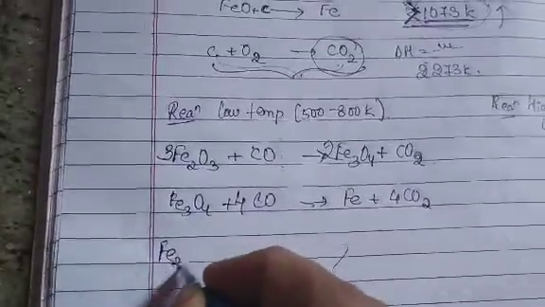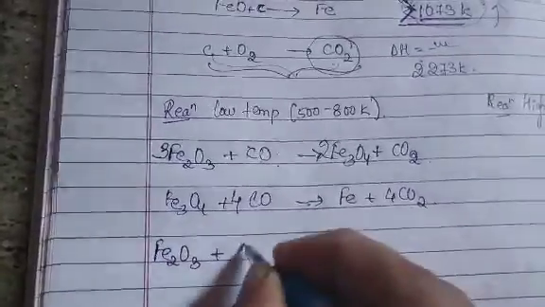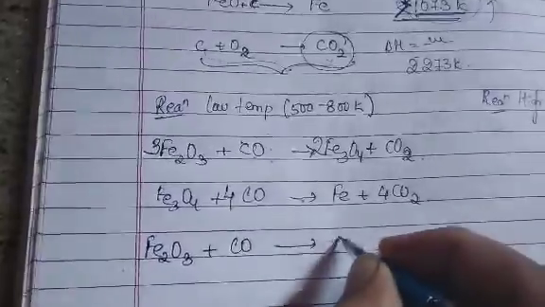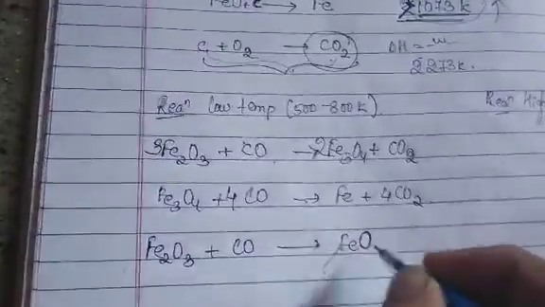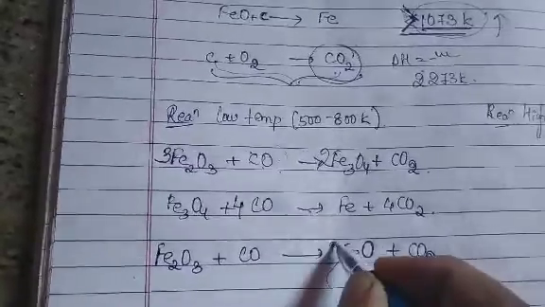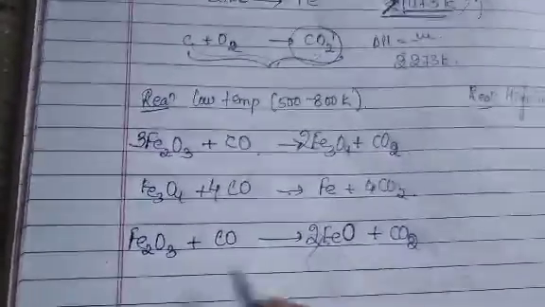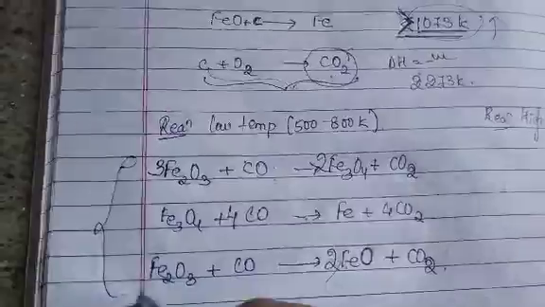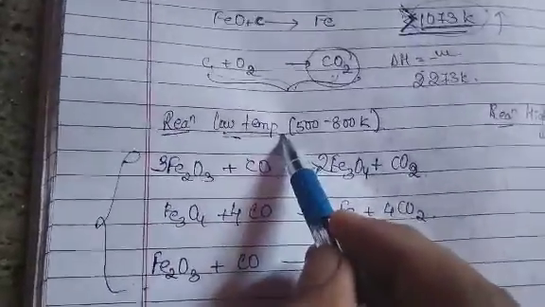Once again, the remaining Fe2O3 comes in contact with CO to give you what? Iron oxide. This is the important reaction: Fe2O3 plus CO gives 2FeO plus CO2. So these are the three important reactions which take place at the lower temperature, that is, at the top of the blast furnace.